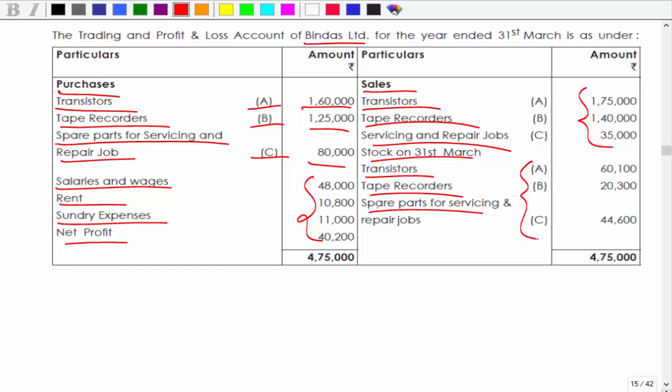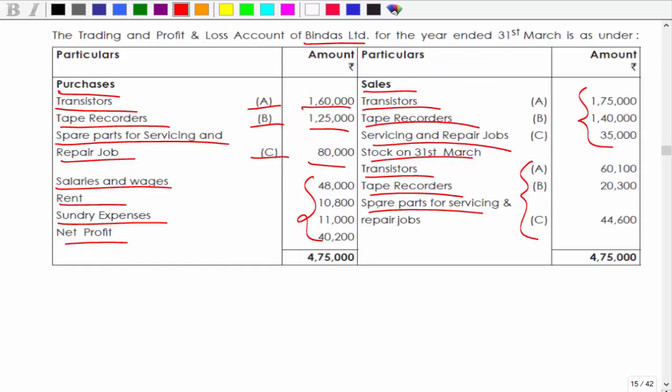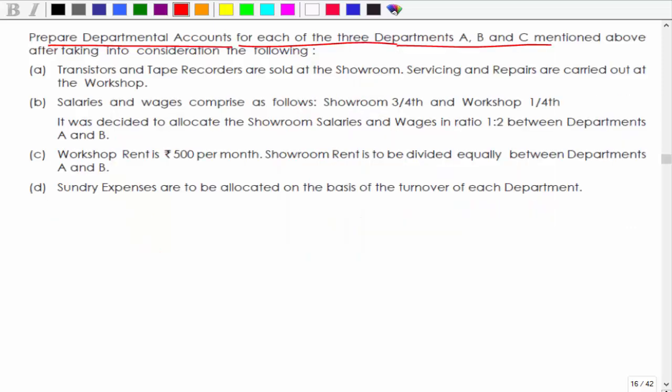So we should understand what is this ABC. Question says prepare departmental accounts for each of the three departments ABC. So here the ABC basically stands for three departments A, B and C. So we have to prepare departmental accounts for each of three departments A, B, C mentioned above after taking into consideration the following. Number one, transistors and tape recorders were sold at the showroom, whereas servicing and repairs are conducted at workshop. Okay, so transistors, tape recorders are being sold in showroom, service and repairs are being at workshop.